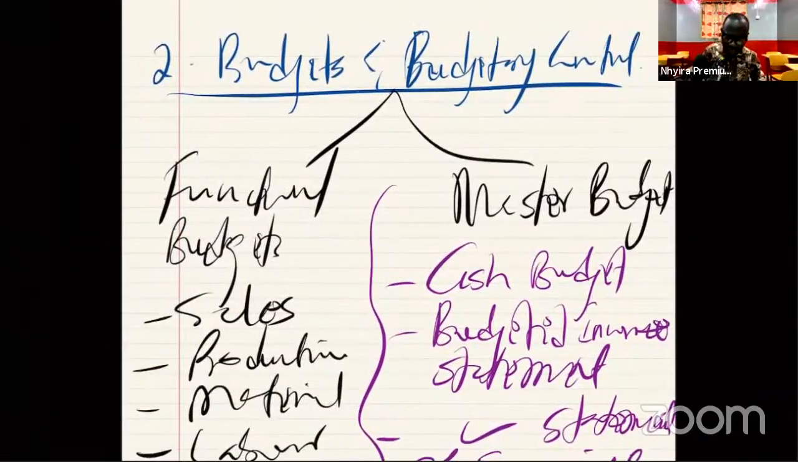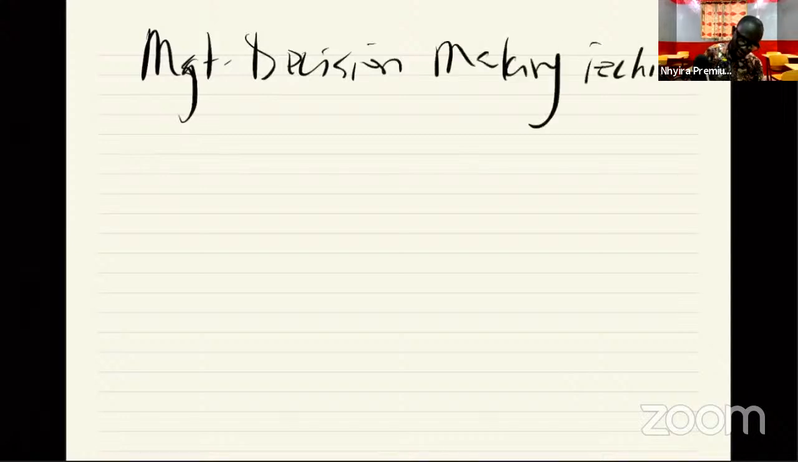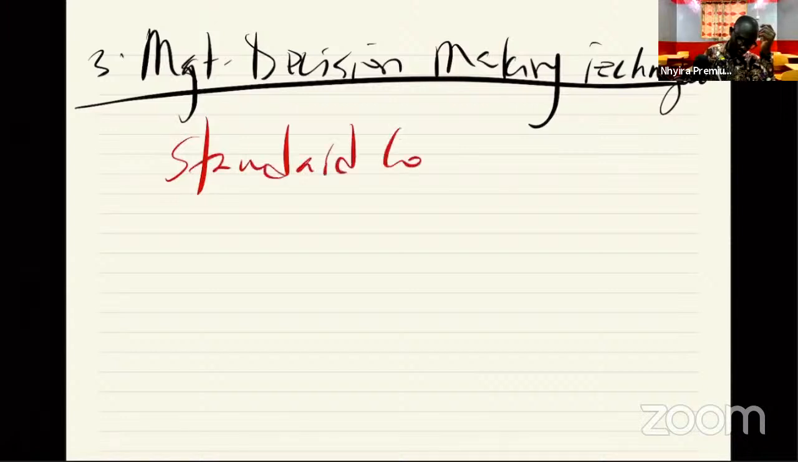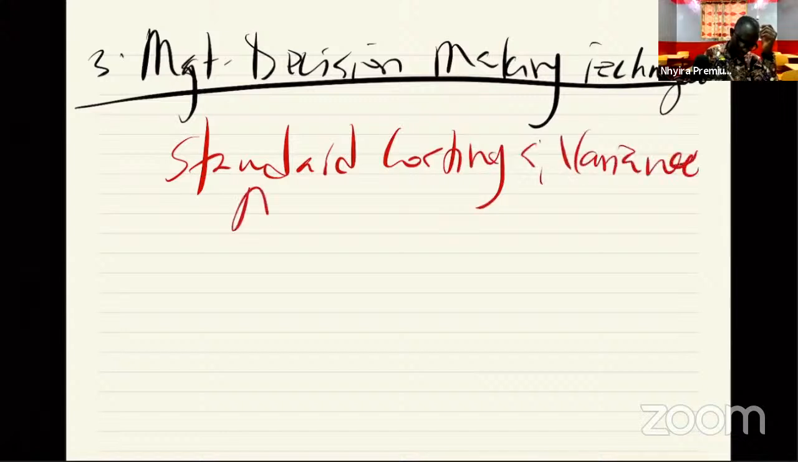Then aside budgeting, the next thing that we need to talk about will be management decision-making techniques. That is also 15 marks or 15% of the syllabus grading. This is where we talk about standard costing and variance analysis. Okay, standard costing and variance analysis. So technically, that is what this is about.